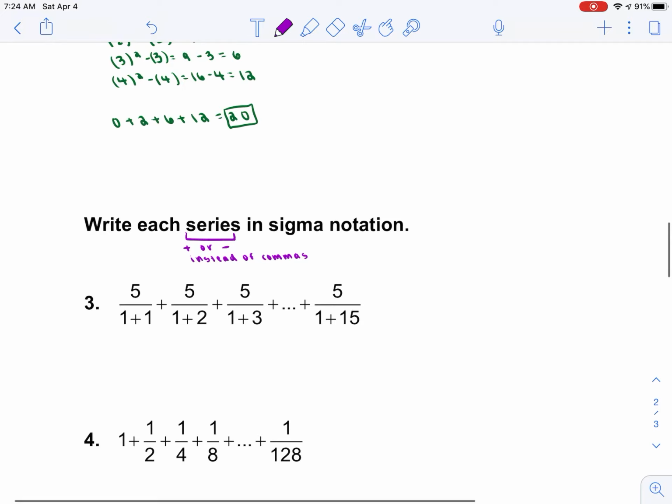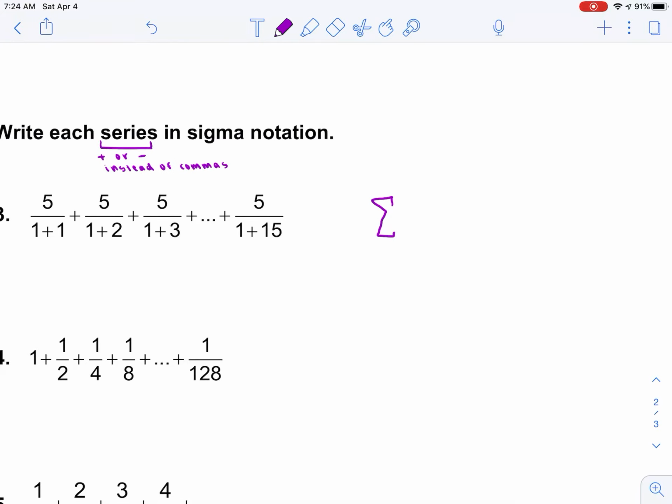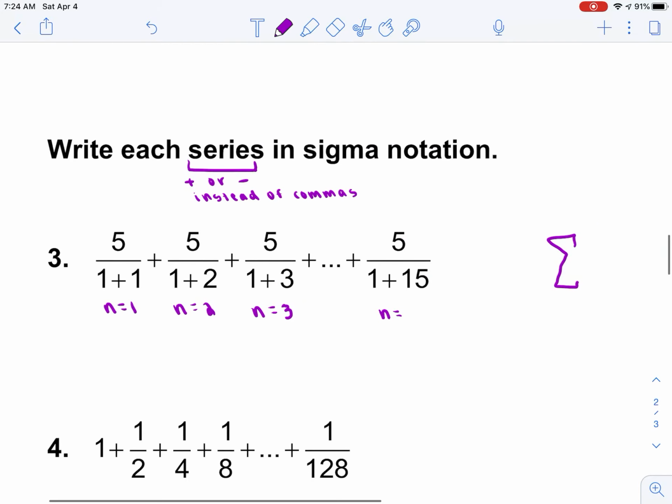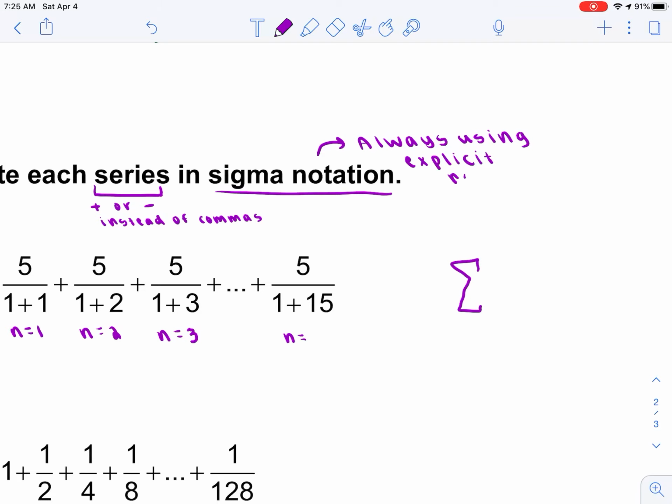So with that being said, if I wanted you guys to write each of these in sigma notation, first thing you want to do is start out with your sigma. Now, the next thing we want to do is think about how we can connect each of these to the n value. And then we don't know what this last one is. That's what we'll have to figure out. That will become important. Whenever you're using sigma notation, you are always using explicit rules. No recursive.